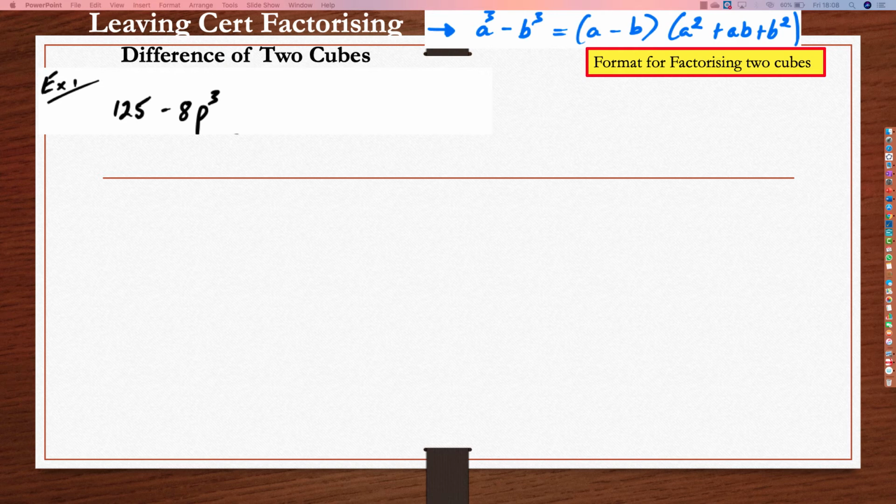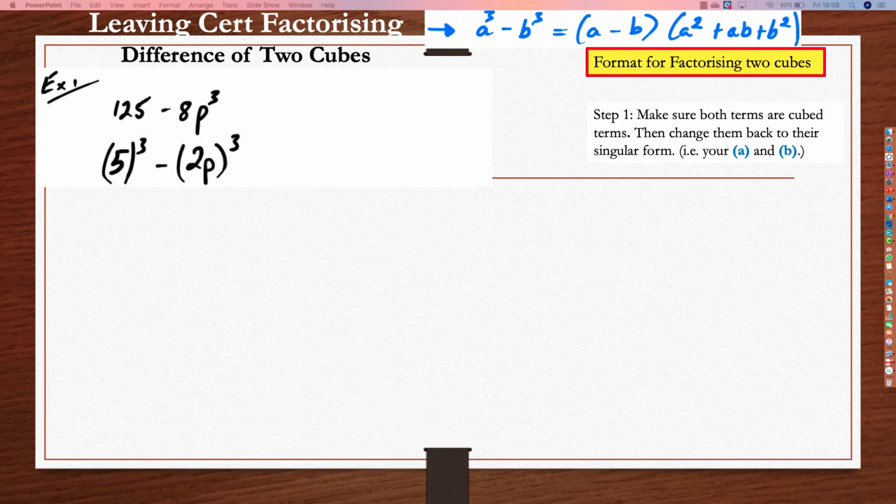So, first things first, with cube terms, a bit like the square, break it back into individual terms. We've got to get the cube root of this and of this. So, 125 p cubed becomes 5p cubed, 8 becomes 2 cubed. This then is our A and this is our B. We literally then put it in as the formula wants us to put it in up here.